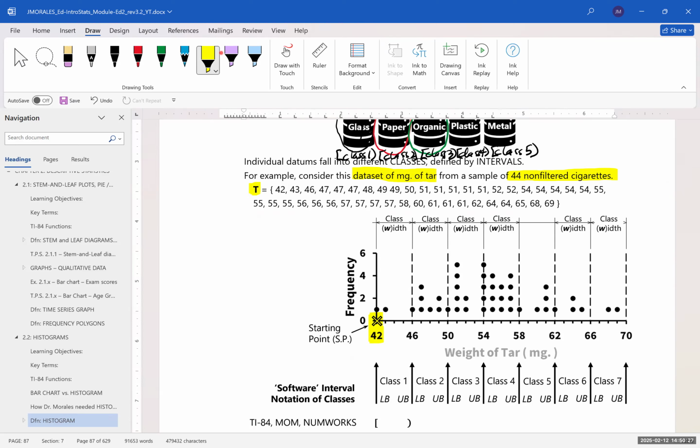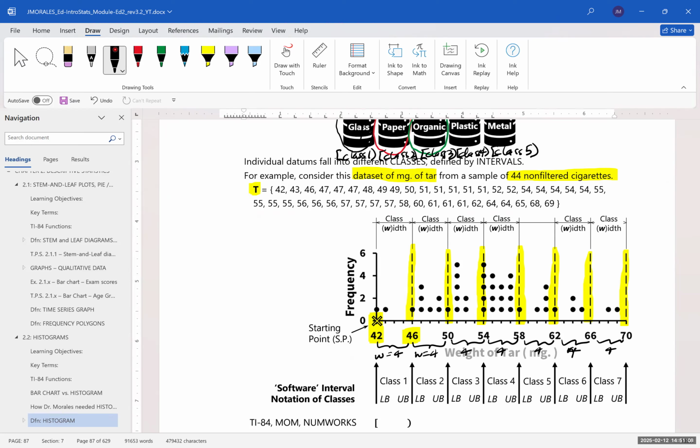Here we've got these dashed lines to represent class boundaries. And the difference between class boundaries is going to be our class width. So the difference between 42 and 46 is going to be 4. And the difference between 46 and 50 is 4. So notice that the difference between boundaries is all the same. This is our class width.